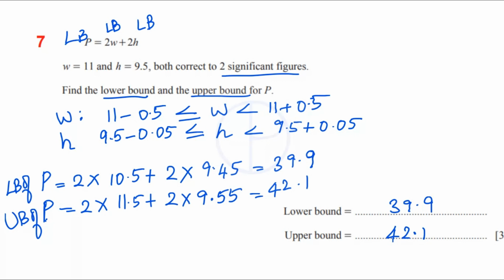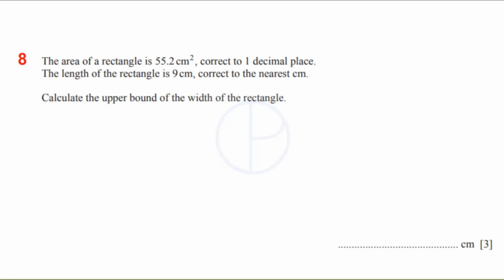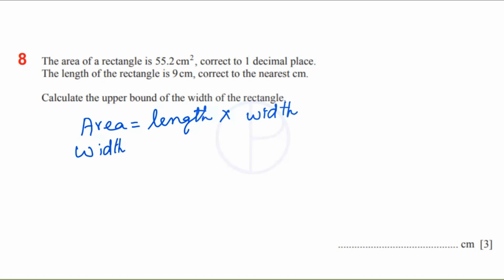Next, question number 8. The area of a rectangle is 55.2 centimeter square, correct to one decimal place. The length of the rectangle is 9 centimeter, correct to the nearest centimeter. Calculate the upper bound of the width of the rectangle. Area of the rectangle is length times width. So now we need to calculate width. So make width as the subject. So width equal to area divided by length.